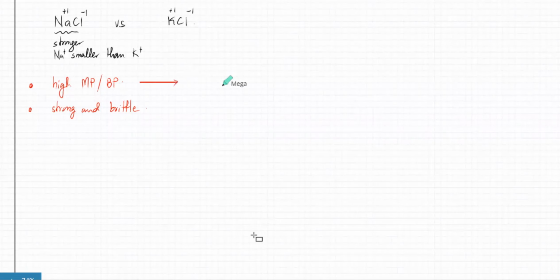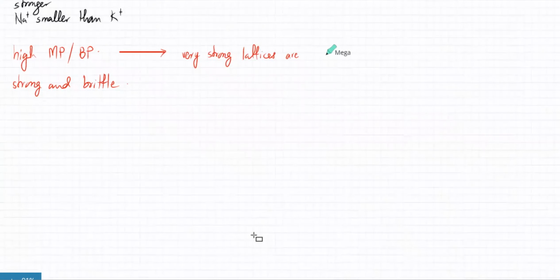So remember this, very strong lattices, यानी greater charge, smaller ion, ठीक है? So very strong lattices are often used as ceramics. So what are ceramics? Ceramics are your really tough, really high melting point substances, really strong.